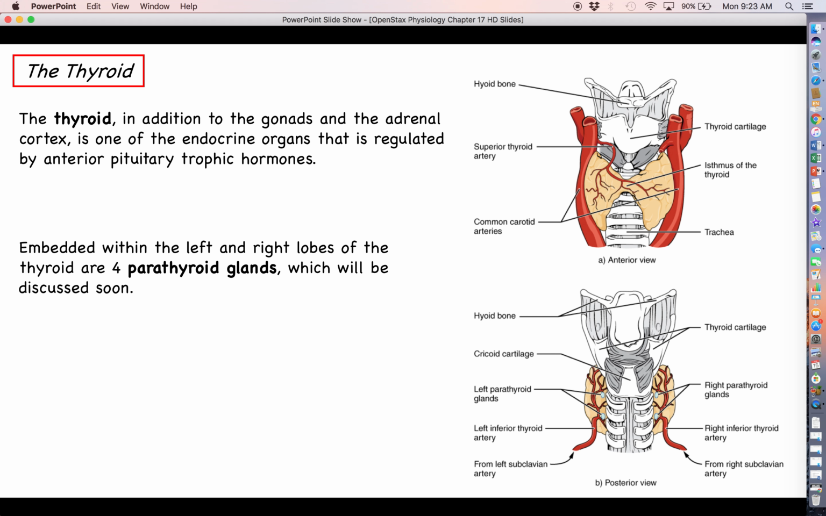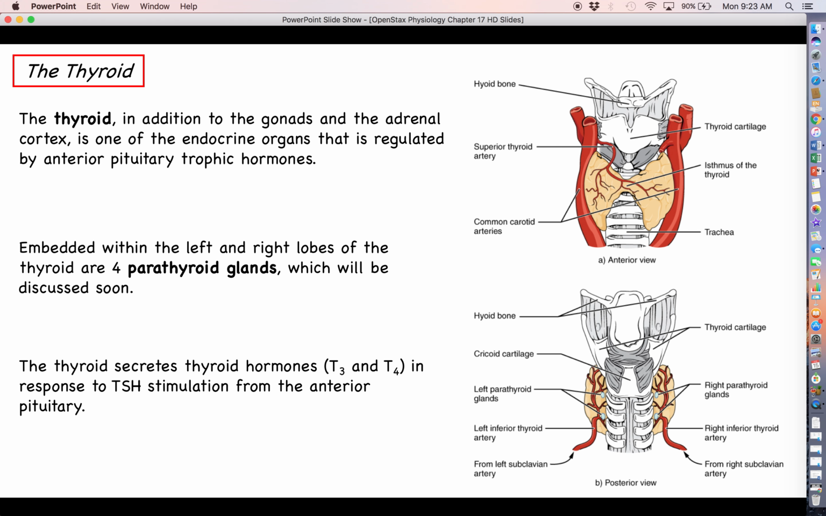And that's good to know because, of course, if you're dealing with an endocrine gland, it makes sense that the blood supply has to be close by, because isn't that the whole point of a hormone? It has to travel through the blood. So we'll talk a little bit about the parathyroid glands coming up in a bit, but let's focus on the thyroid itself for the time being.